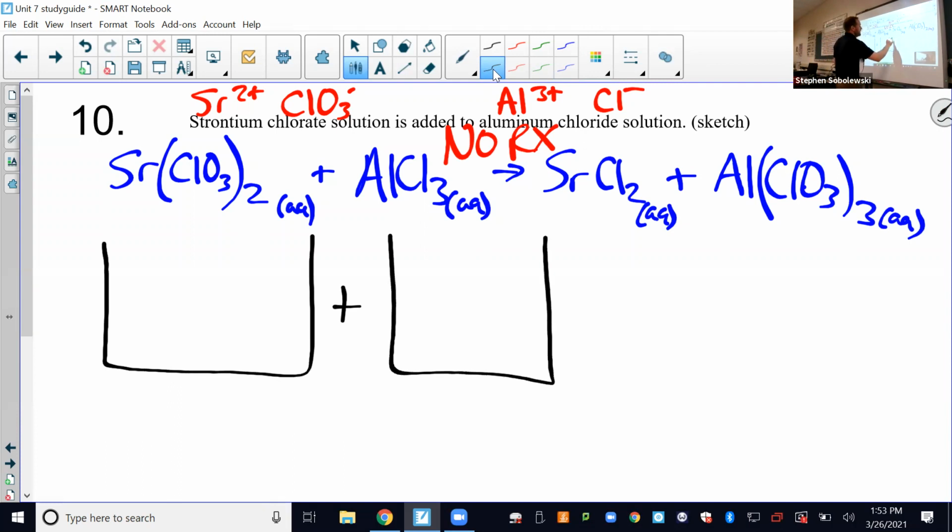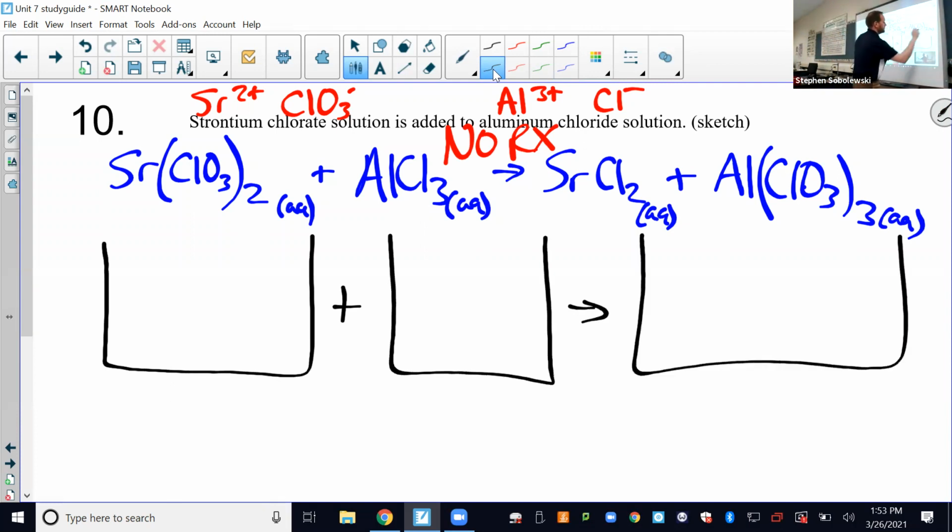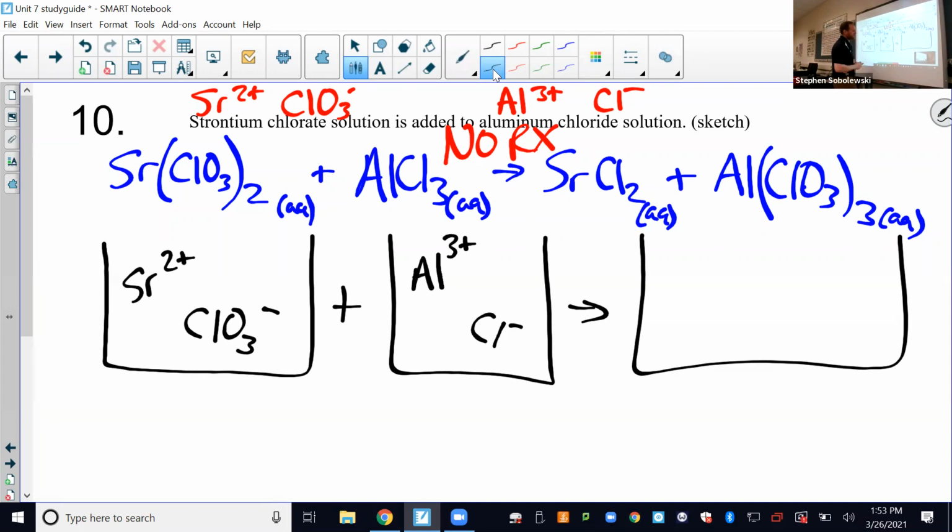Beaker number 1 plus beaker number 2, beaker number 3. Strontium is Sr with a 2+. Chlorate is ClO3 with a minus. Let me just sketch all my ions. Aluminum chloride, so I have aluminum ion, Al3+, chloride ion, Cl minus. Please note, chlorine is a Brinkelhoff, yes, but that's not when it's in its ionic form. When it's an ion, it's an individual chloride ion.